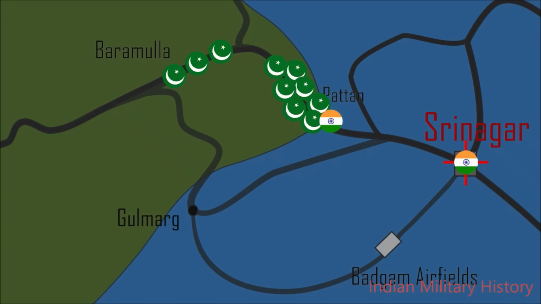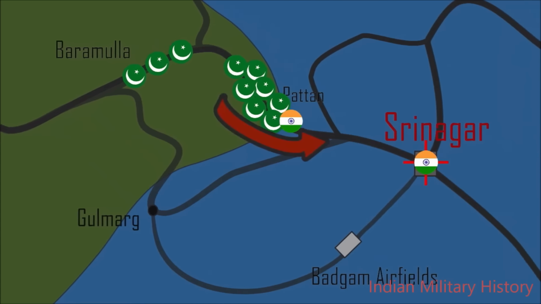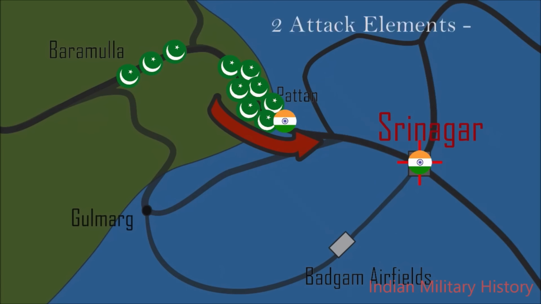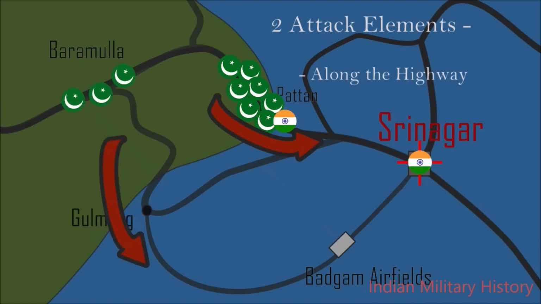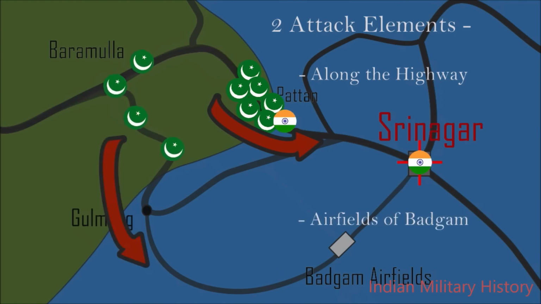Seeing the futile efforts of continuing to engage along the highway, the enemy made a change in their plan. Instead of concentrating all their attack force along the highway towards Srinagar, the enemy split themselves in 2 attack elements. One that continued their attack along the highway to keep the pressure on the forces defending Srinagar, and the other that diverted south towards the airfields of Budgam.